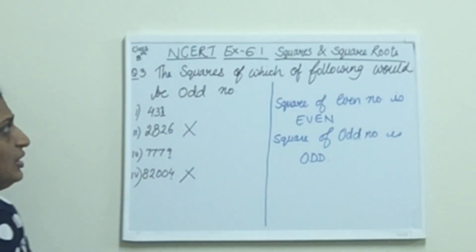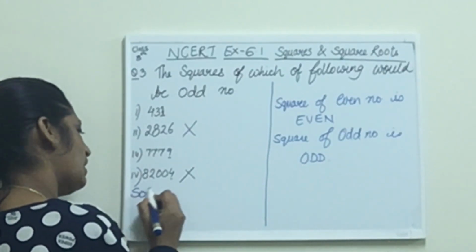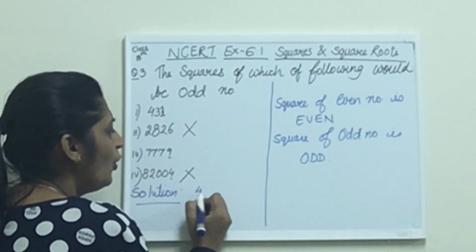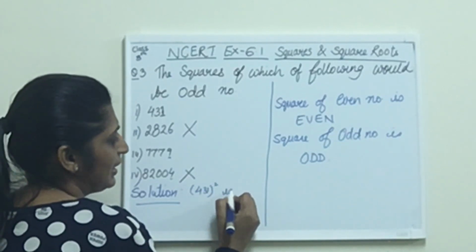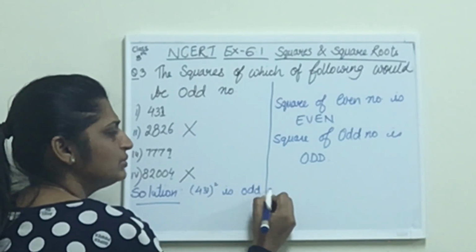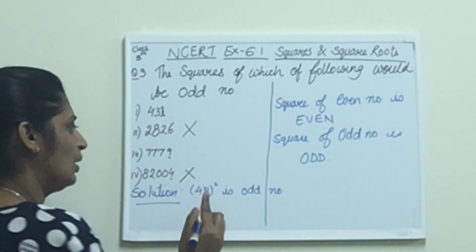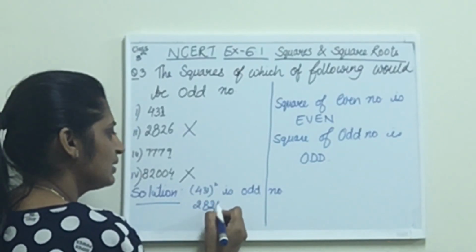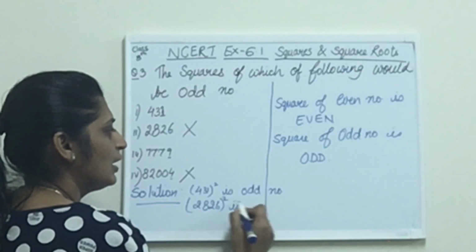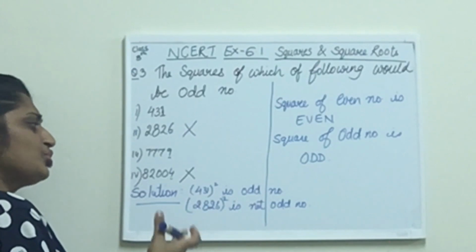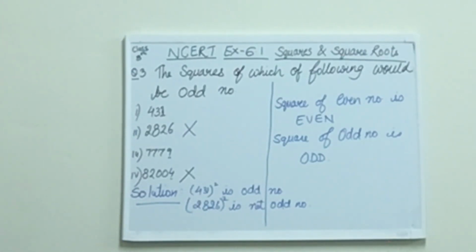So according to the question, the squares of which of the following would be an odd number? So how will we write the solution? We will write in this way: 431 square is an odd number. Simple. Why is it an odd number? Because 431 is odd. 2826 square is not an odd number. Why is it not an odd number? Because 2826 itself is an even number. If there is an even number, square is even.